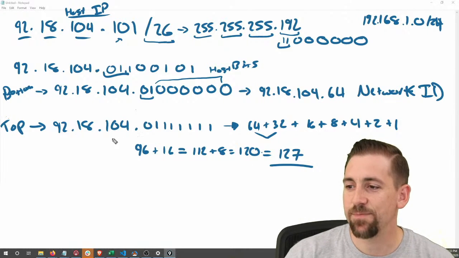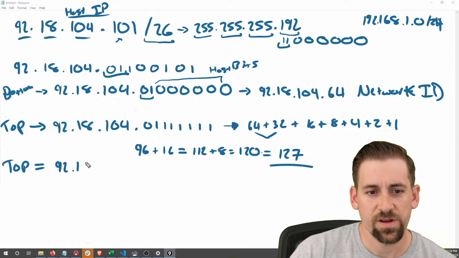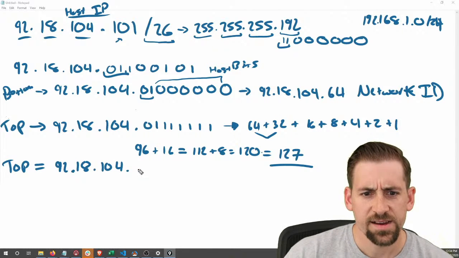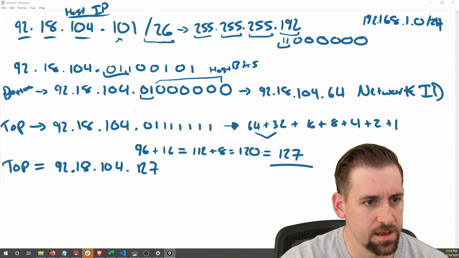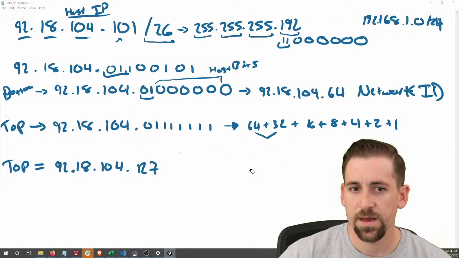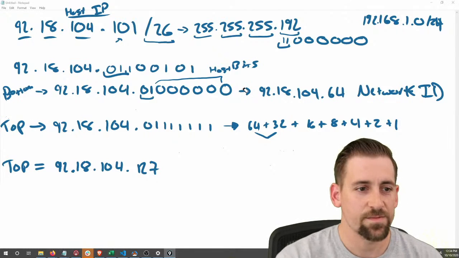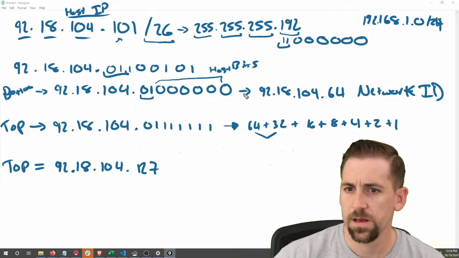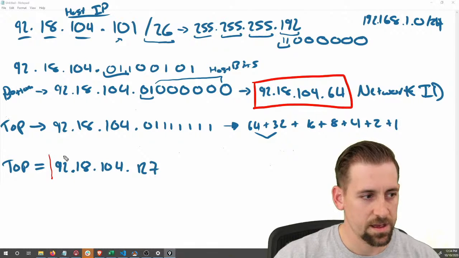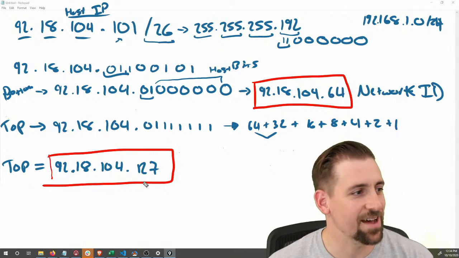So the top of this address range is equal to 192.18.104.127. There we go. Let's see if I can highlight these things. So this is the bottom, and this is the top. All right, 64 to 127.